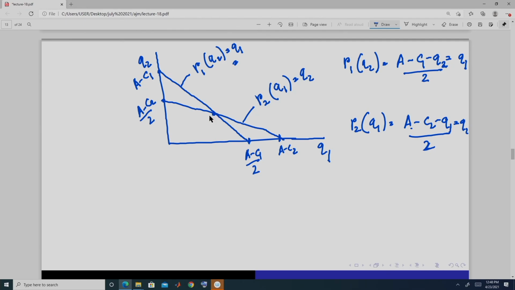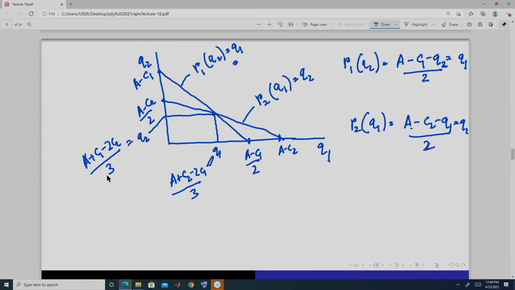This is the point of intersection. That means at this point, this is the solution of these two equations. So, Q1 is (A plus C2 minus C1) divided by 3, and Q2 is equal to (A plus C1 minus 2 C2) divided by 3. We have found that. Now, this is the point where the two reaction functions are intersecting, and that point gives us the pure strategy Nash equilibrium.